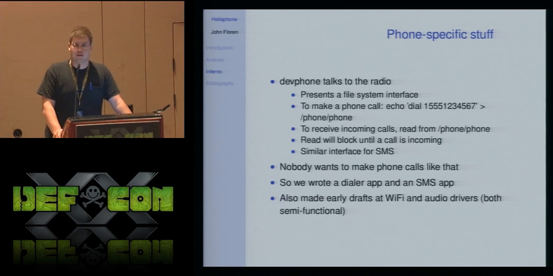But of course, nobody really wants to make a phone call like that. That would really suck if you had to type in all that stupid junk every time you want to make a phone call or receive one, having to have the shell open with a cat /phone/phone. So we wrote a little application to access the phone to do dialing and an SMS application. We also started working on some Wi-Fi and audio drivers for it.